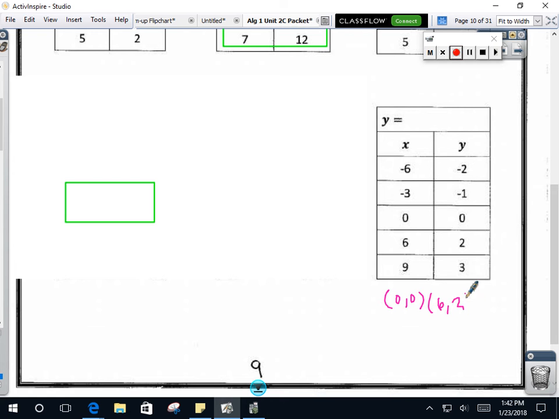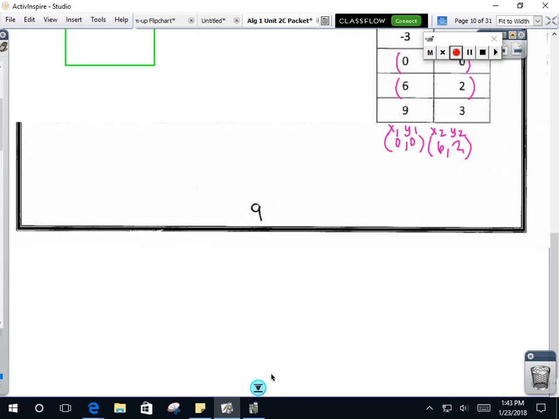Okay, so if you're using (0, 0) and (6, 2), that would be x1, y1, x2, y2. And that would be 2 minus 0 over 6 minus 0, which is 2 over 6, and that reduces to 1/3.